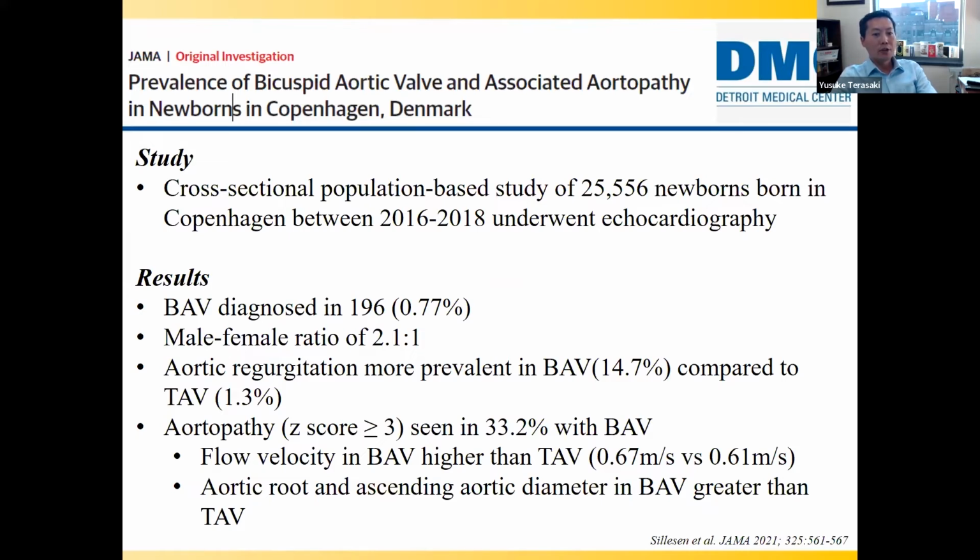They found that patients with bicuspids had more aortic regurgitation compared to patients with normal anatomy. And you can see that already patients with bicuspid aortic valves had a concomitant aortopathy in a third of these newborns. The flow velocity in the bicuspids was higher, and the aortic root and the ascending aortic diameters in these bicuspid newborns were significantly greater than in normal anatomy. So patients with bicuspids are actually born with this enlargement of the aortic root as well as the ascending aorta.